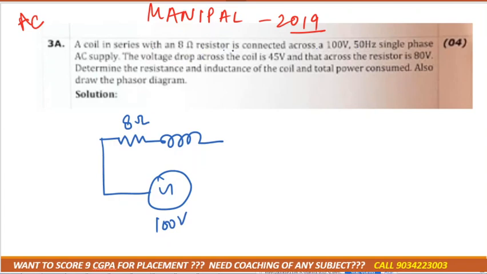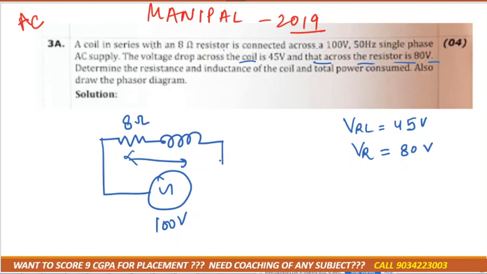The voltage drop across the coil is 45 volt. The coil is RL, so VRL is equal to 45 volt, because they said coil. And the voltage drop across the resistor is 80 volt, which is denoted by VR, correct? The supply frequency is also 50 hertz. Determine the R and L of the coil, meaning we need to calculate R and L.